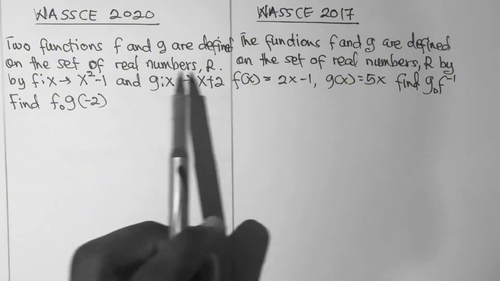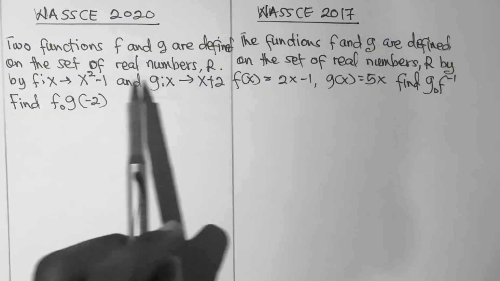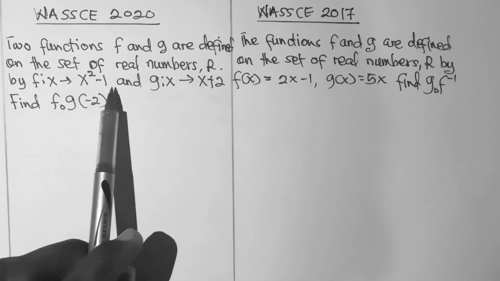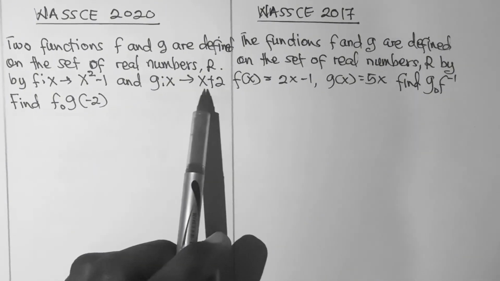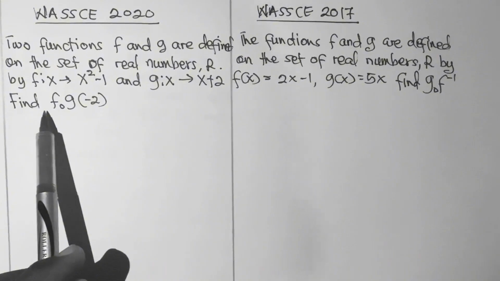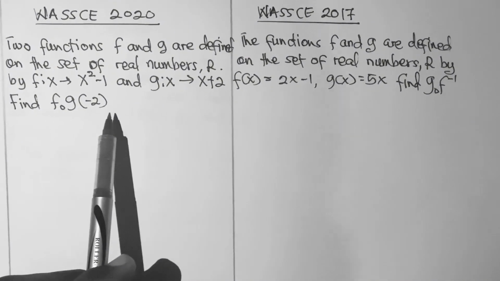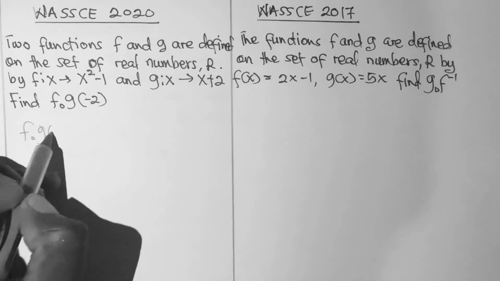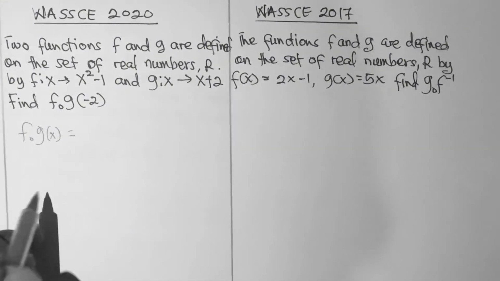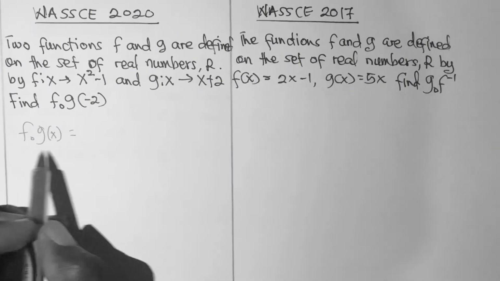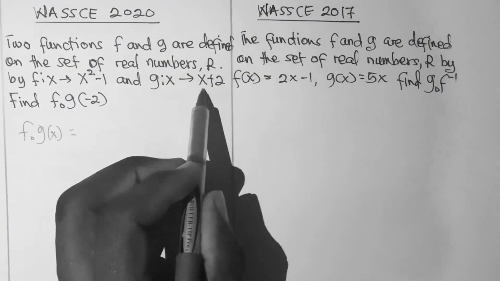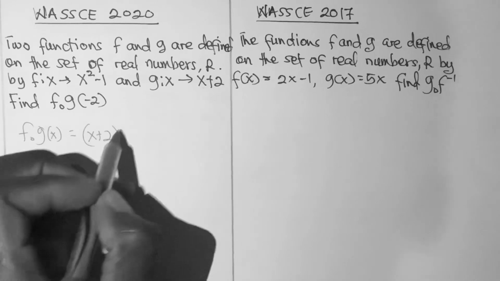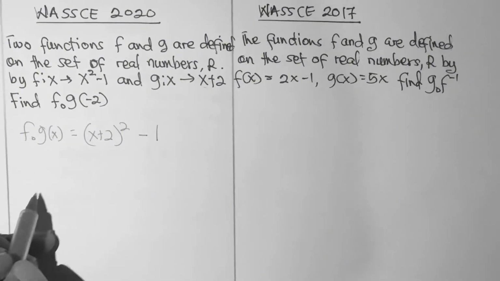Two functions f and g are defined on the set of real numbers R by f: x maps to x squared minus 1 and g: x maps to x plus 2. They are supposed to find f of g of minus 2. So first, let's find f of g of x. So this is a composite function. What it means is that wherever we see x in f, we should put g of x. So this becomes x plus 2 squared minus 1.